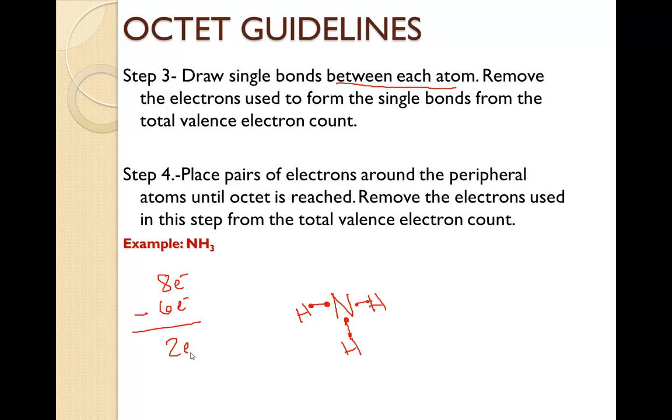Place the pair of electrons around the peripheral atoms until octet is reached. Remove the electrons used in each step from the total valence electron count. Now remember, hydrogen can only do a duet. It can't do an octet. So we're going to say that this is full here. There's 2 here. There's 2 here. These electrons are counted to both the nitrogen and the hydrogen. So it's going to be around here too.